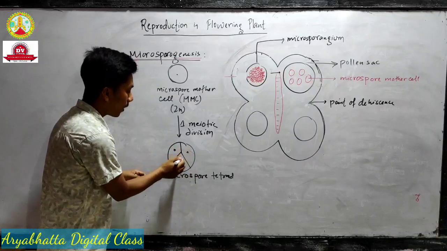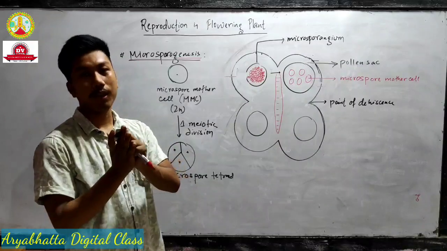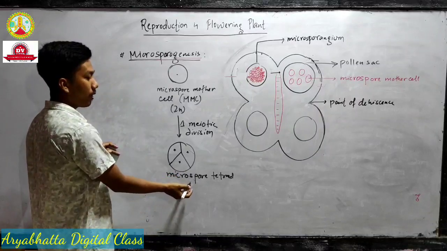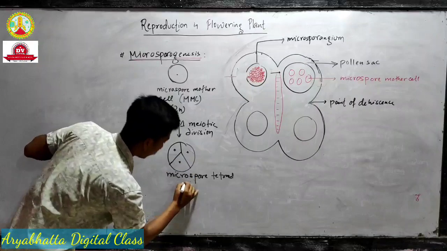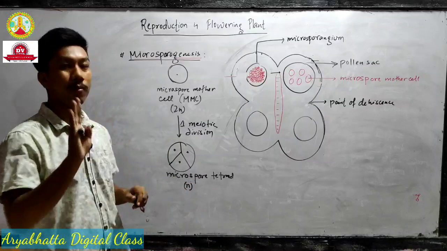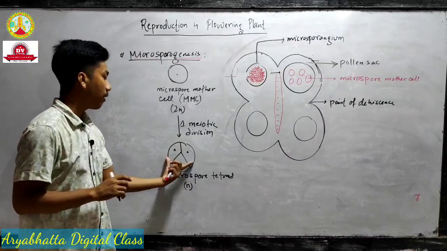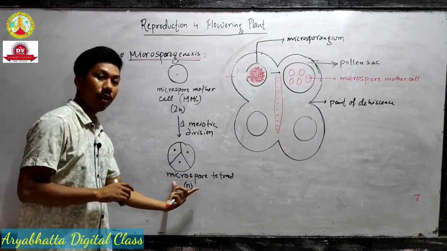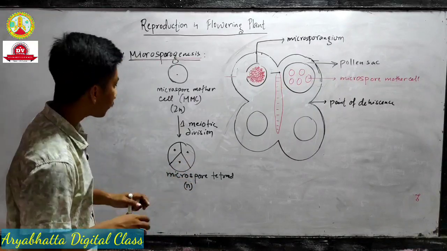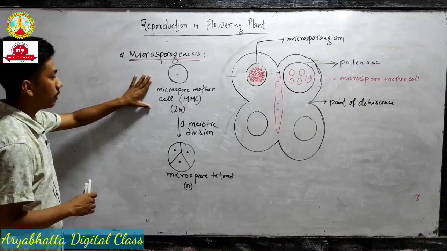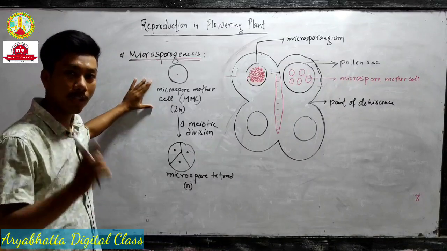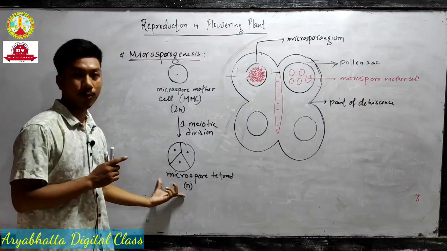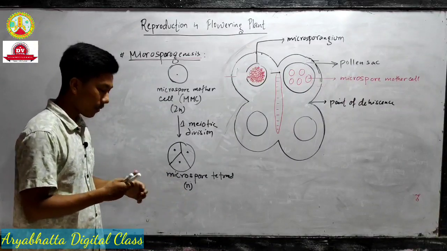All those microspores are attached with each other for some time, and we call it a microspore tetrad. All are haploid. So four microspores attached for some time with each other, we call that structure a microspore tetrad. All right, so the microspore mother cell undergoes one meiotic division, that is meiosis, and produces a microspore tetrad. Now next, what happens?